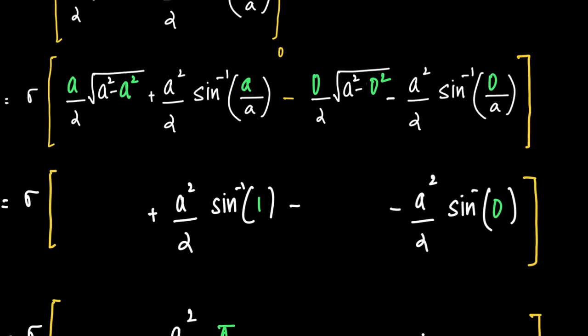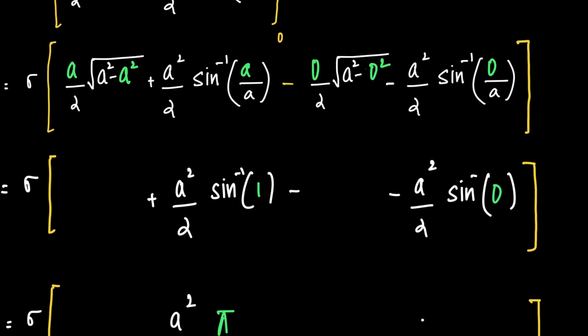Okay, now let's see what's happened here. So a square minus a square is 0, so this term becomes 0. 0 into this term becomes 0.